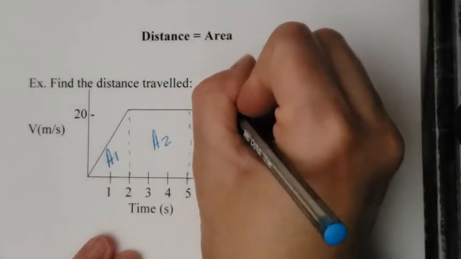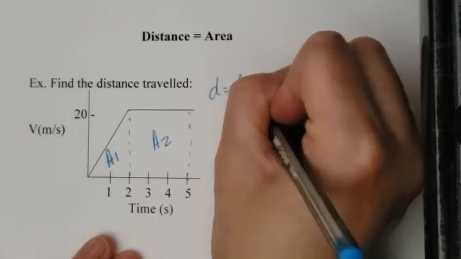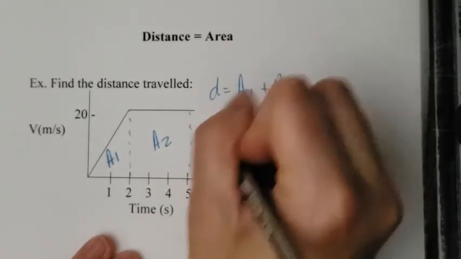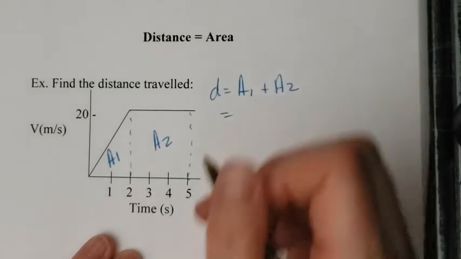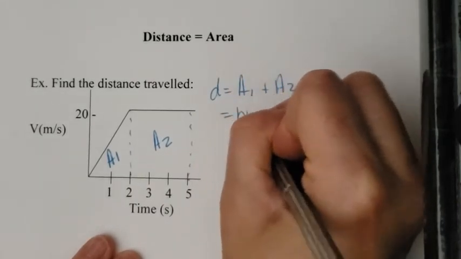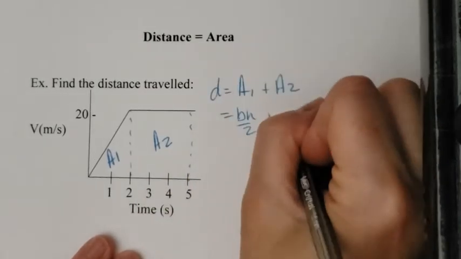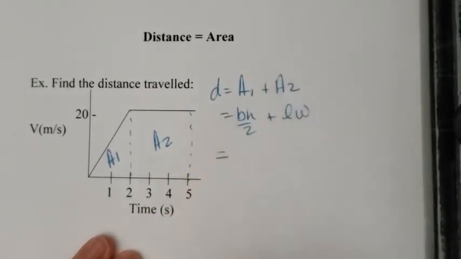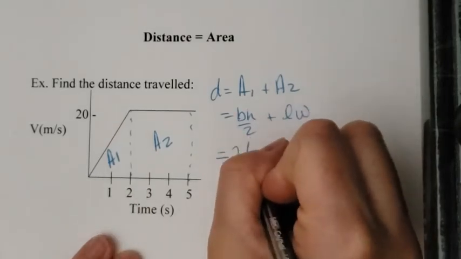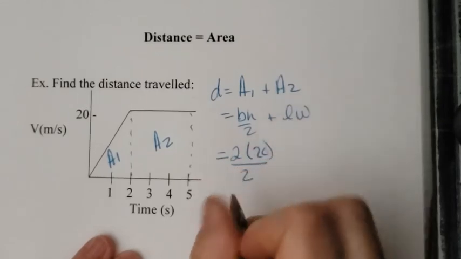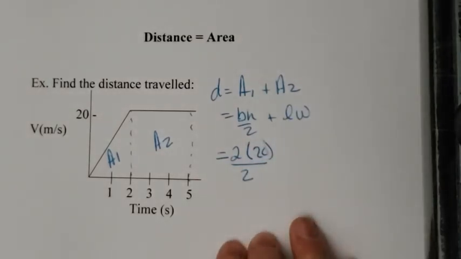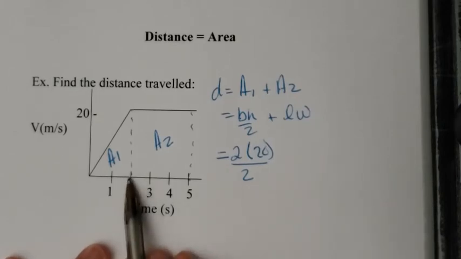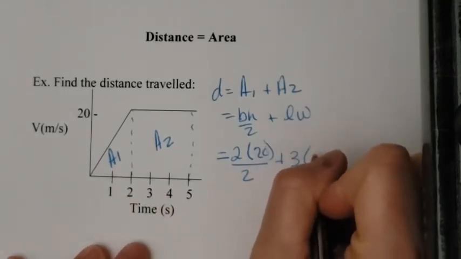So we're going to do that. I know my distance is equal to my area 1 plus my area 2. My first one's a triangle. Area of a triangle is base times height divided by 2. Area of a rectangle is simply length times width. Now let's plug in some numbers. The base of the triangle is 2. The height is 20, and I'm going to divide that by 2. My rectangle, we have to be careful here. The bottom, my length of the rectangle, look, it goes from 2 to 5. So it'll be 1, 2, 3. So it'll be 3 times my height, which is 20.